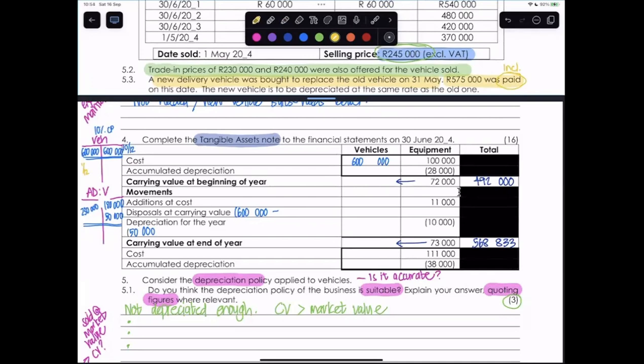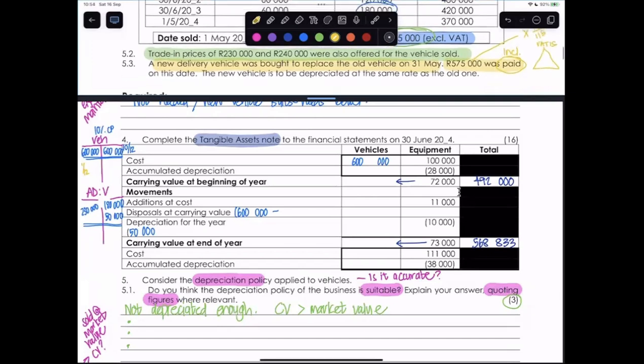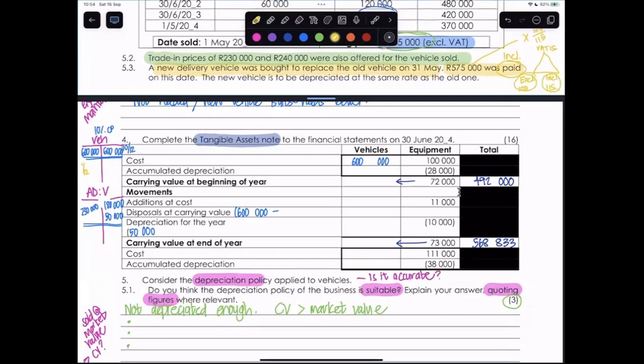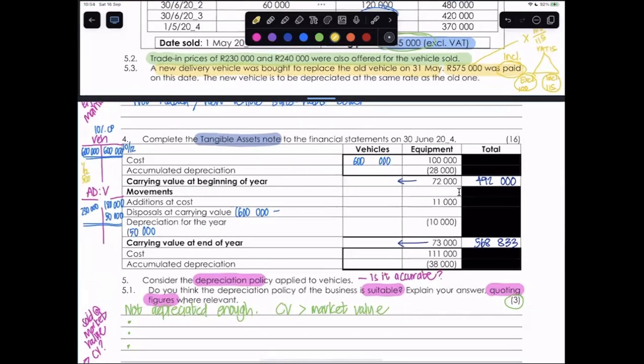And you would do that by simply saying the 575 times 100 for the exclusive is what I want, over the 115, which is the inclusive amount that I've already got. Remember the VAT triangle that you can use? VAT is 15%, exclusive is your 100, inclusive is therefore 115. And you're using those figures over there, what you want over what you've got. That means that my new vehicle is 500,000, which I can show as additions at cost over here in my tangible assets note.